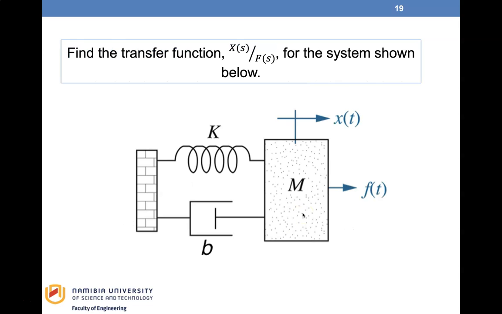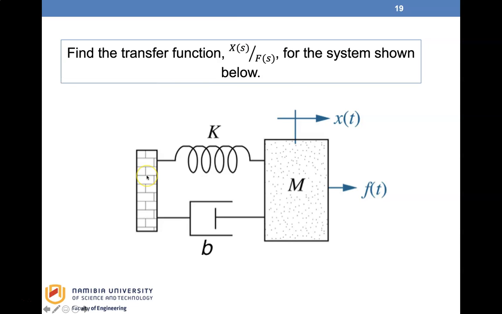Now, this is an example to find the transfer function X. This is a transfer function equation, that is X(s) over F(s), which means this is already the Laplace transform for the system that is shown below. This system is a mass, spring, and damper combination on a fixed floor.